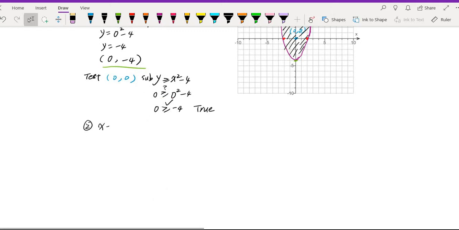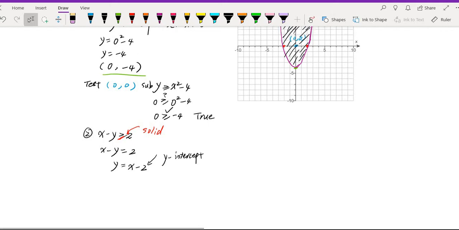The second inequality is x minus y greater or equal than 2. Before I do anything else, let's just get this out of the way. Because here we have this equal sign, I know right away this is a solid line. Then let's graph this. That will be x minus y, set equal to 2. Then you're going to have y equal to x minus 2. You subtract x from both sides and then divide by negative 1, so I just skip that step. For this case, the y-intercept is negative 2, and the rise over run is 1 over 1.